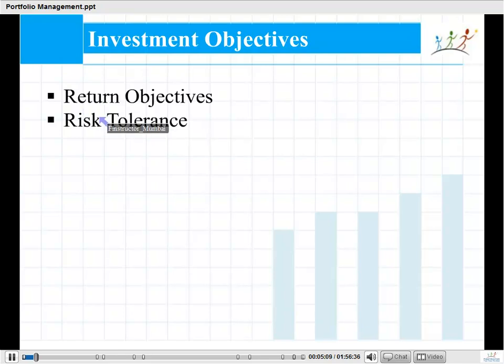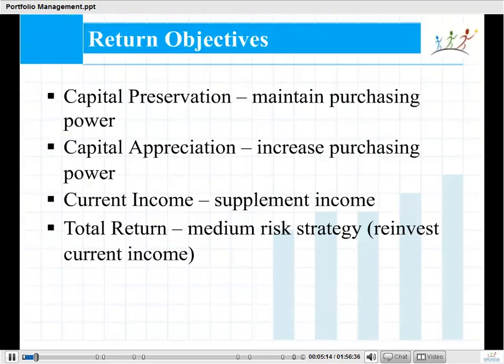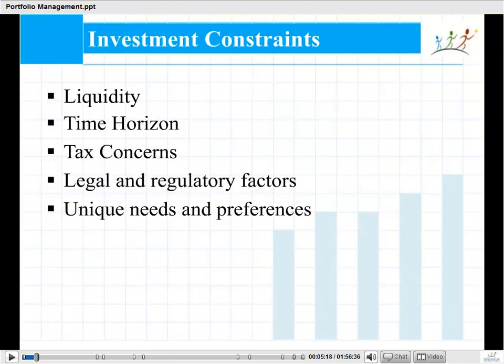Once you have fixed on the return and risk objectives, you will go and look at the constraints on the portfolio.